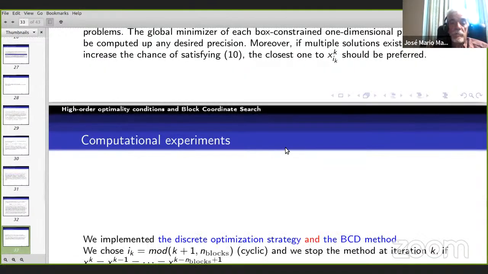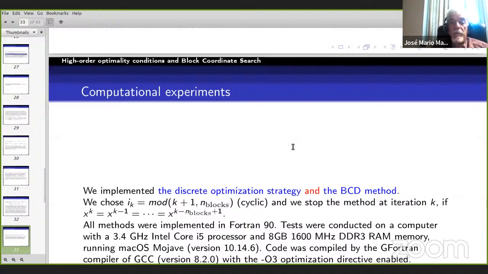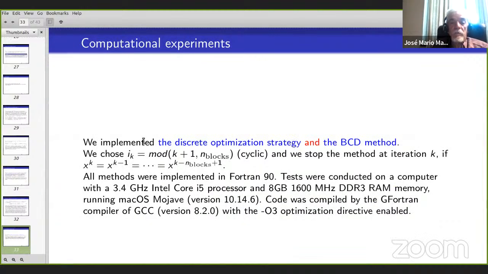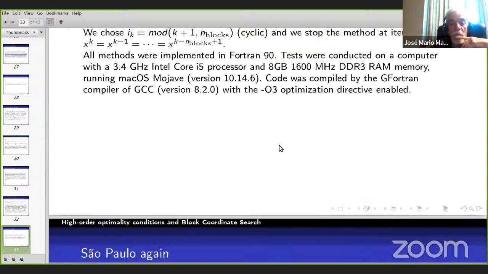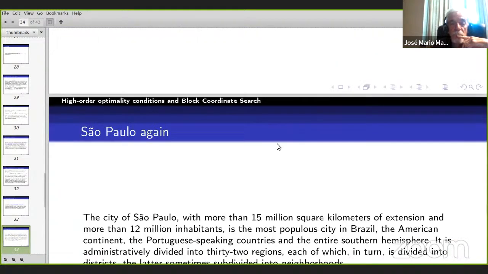So let me go to the computational experiments. We implemented the discrete optimization strategy, that is to say the TSP insertion-based strategy with the BCD method to compute the function value. I used the cyclic strategy. The methods were implemented in Fortran. São Paulo again.